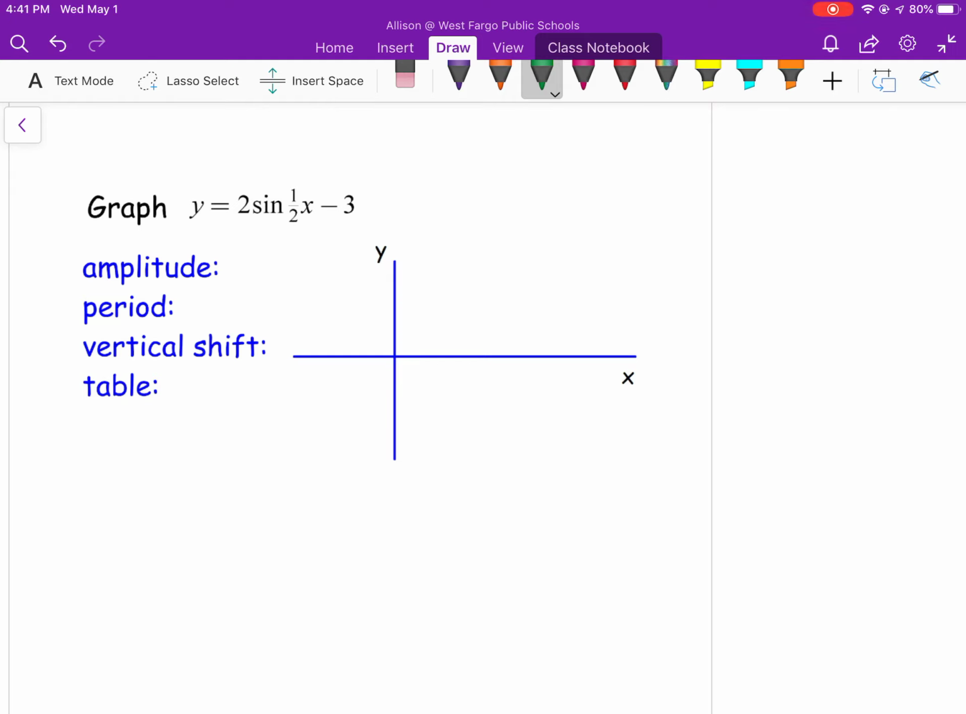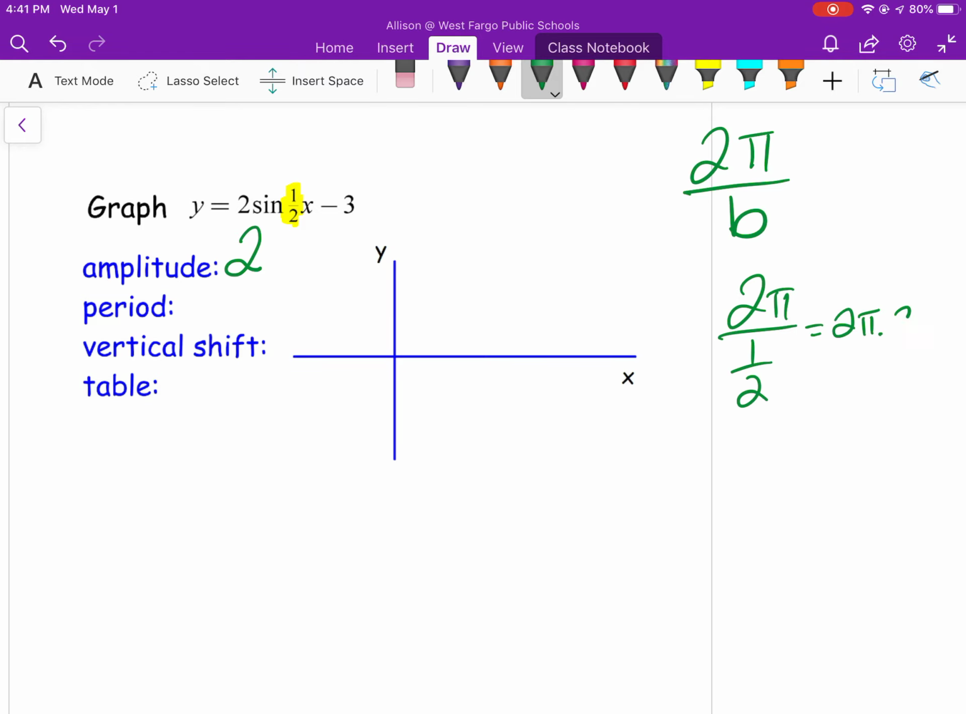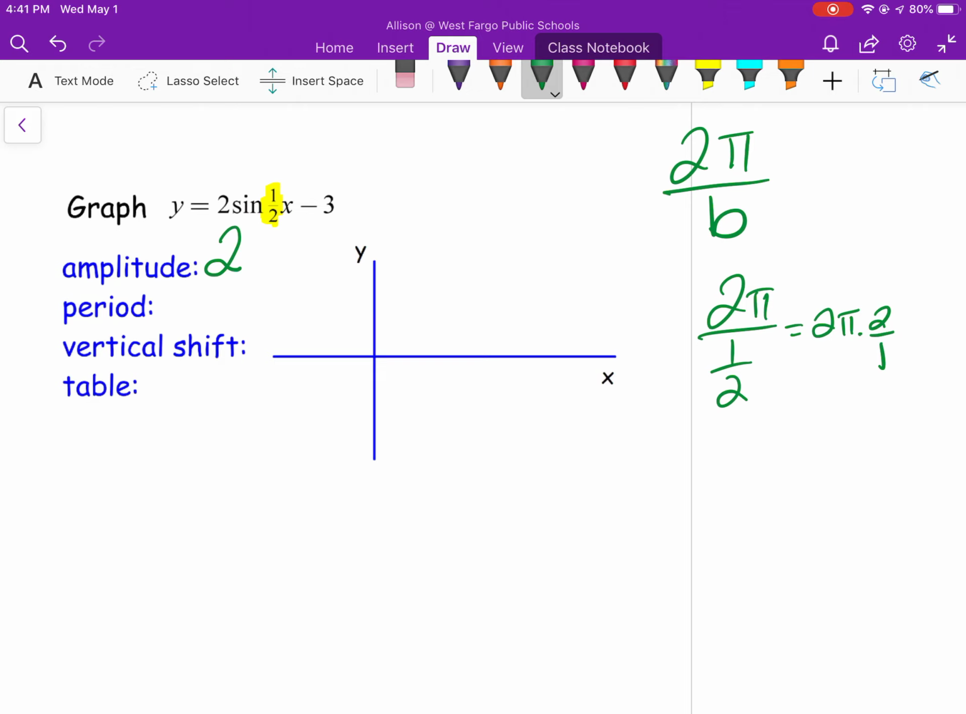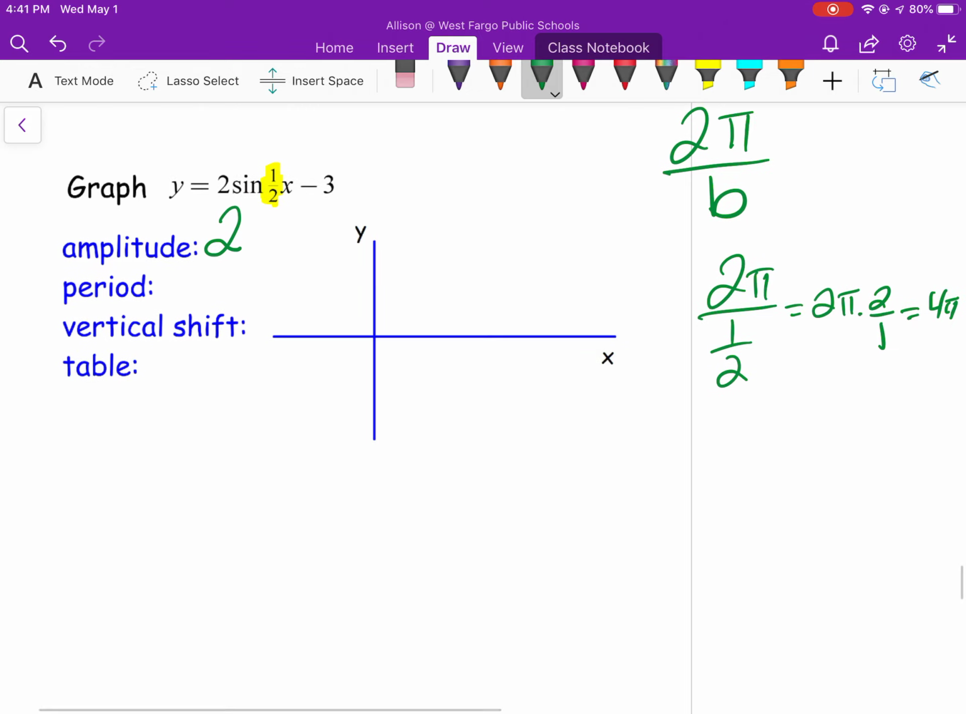Graphing. I think this will be the last one that I'll do because it looks like it'll kind of cover everything. So amplitude is 2, period. You take 2 pi divided by b, where b is in front of your x. So b is going to be a half here. So 2 pi divided by 1/2 is going to be 2 pi times 2 over 1, because dividing by a fraction. So that's going to be 4 pi.